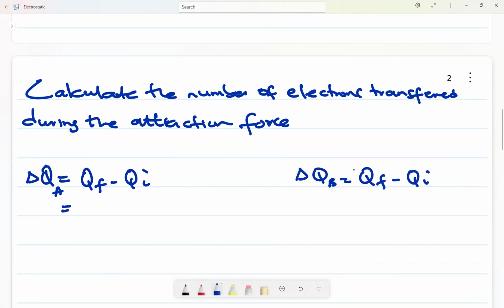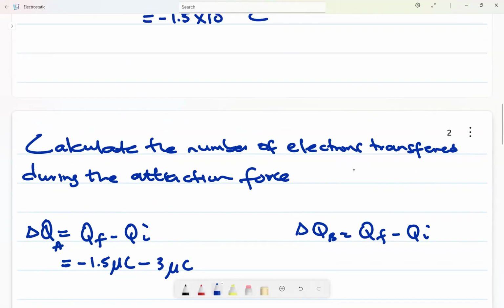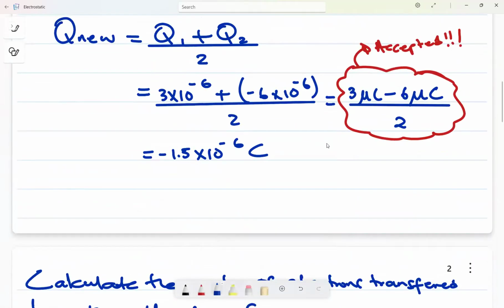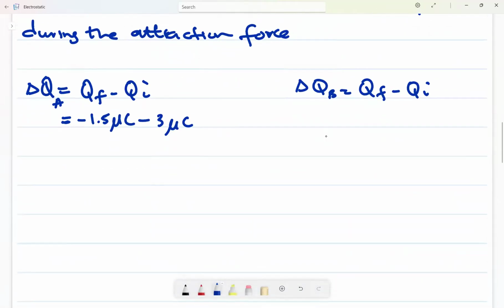What is now the charge final of A? Charge final of A, and for both of them it is -1.5 microcoulomb, minus the initial charge. The initial charge of A was what? It was 3 microcoulomb. We remember that, right? So the change here is what? -4.5 microcoulomb, which is the same as -4.5 times 10 to the power of -6.